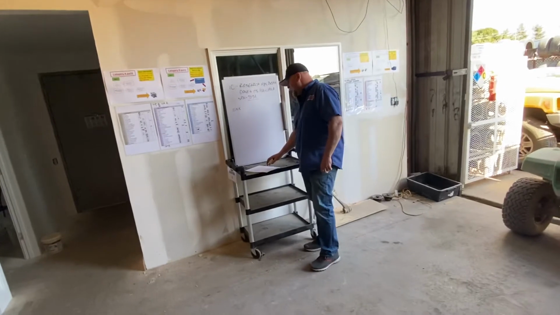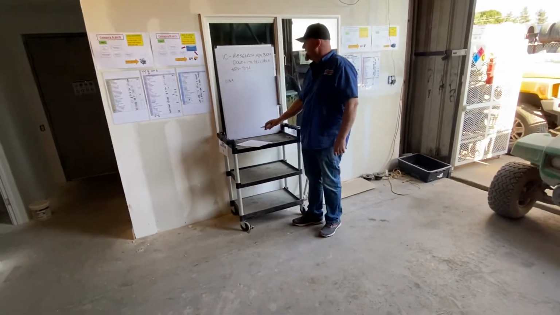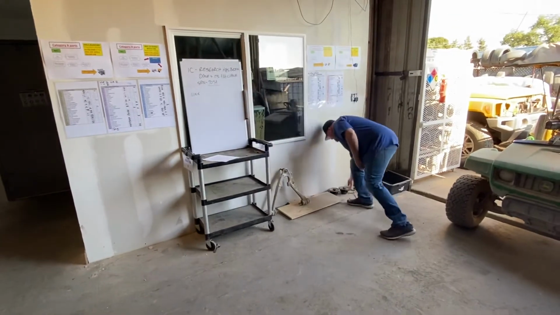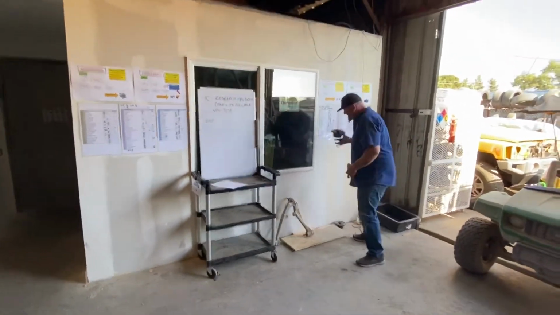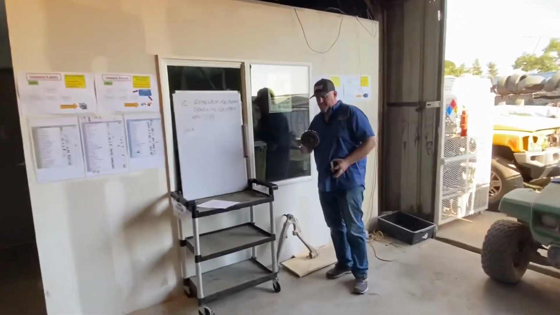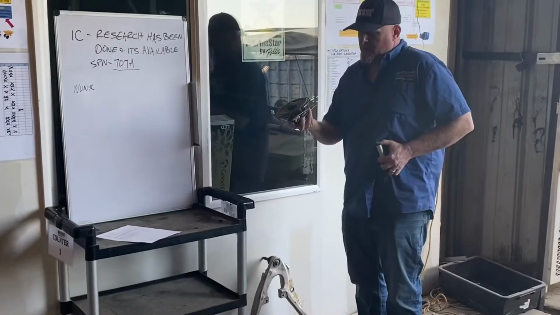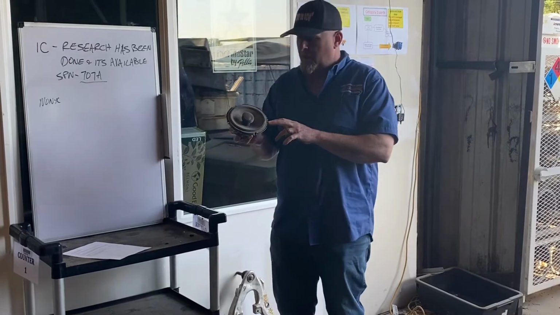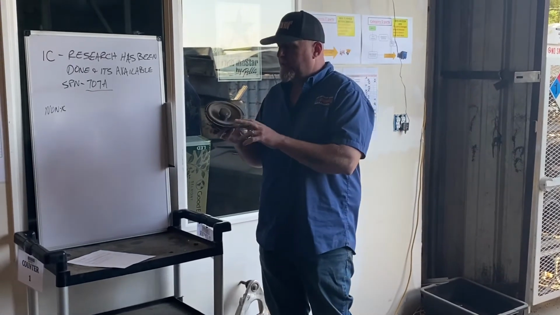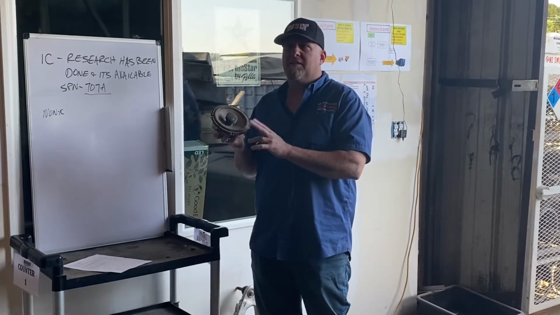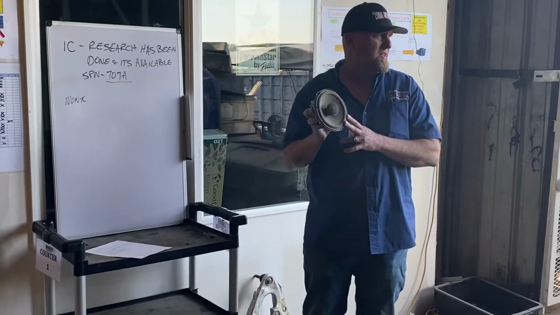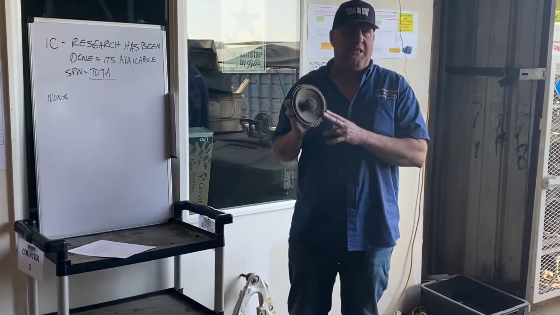Non-interchange. The part does not have an interchange number associated with it. So, here's an example. This is a speaker, okay? The speaker probably fits many vehicles. But if you type it into our system, it's not going to tell you that. It's not broken down to the level of a speaker. A speaker would be a part that is a non-interchange part.